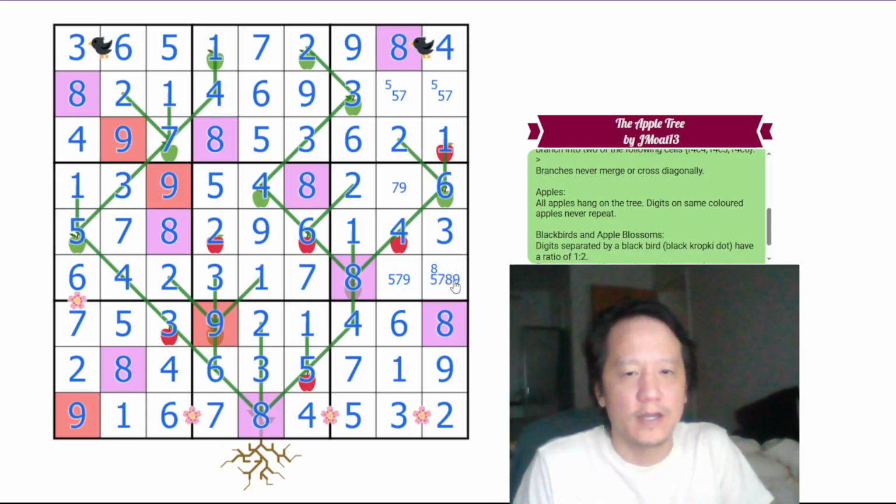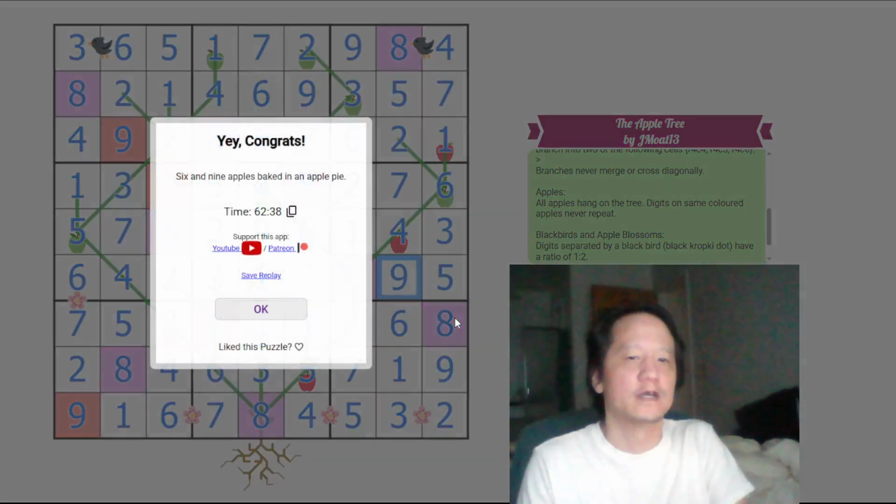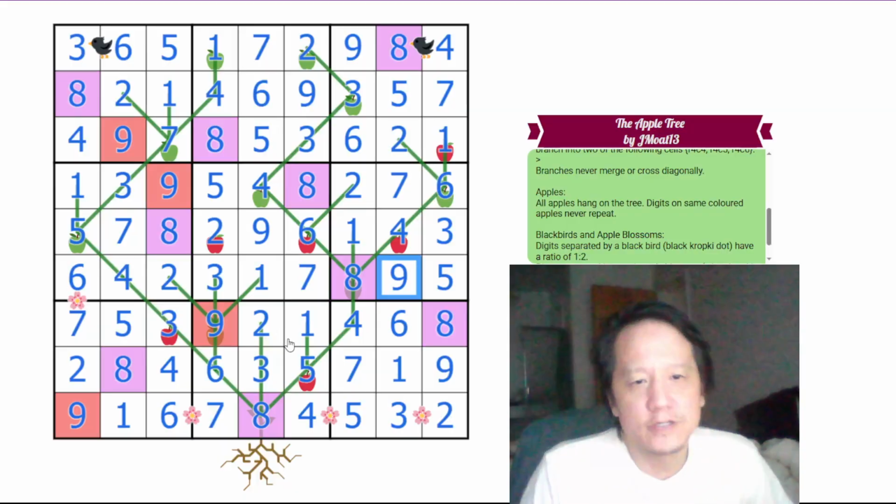This can't be 8 or 9, so this is 5. That makes this 7, which makes this 5. This 9 eliminates 9 here, so it's 7, and this must be the 9. And that's how you solve it.